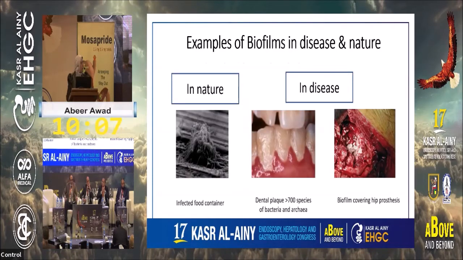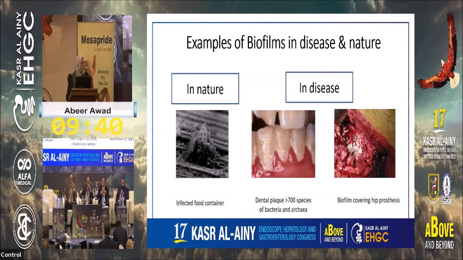These are examples of biofilm in disease and nature. In nature, this is an infected food container. This is a biofilm. They attach to the surface with fimbria, which causes them to be irreversibly adherent to the surface. In disease, the most common example is the dental plaque that contains more than 700 species of bacteria and archaea. The biofilm in our dental plaques secrete acidic juice that causes dental caries.